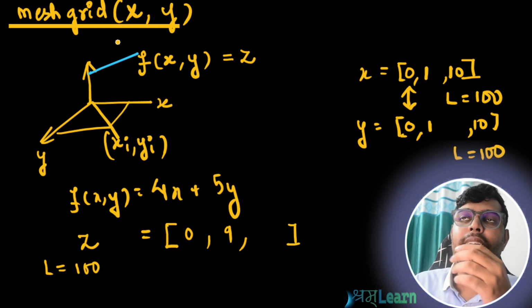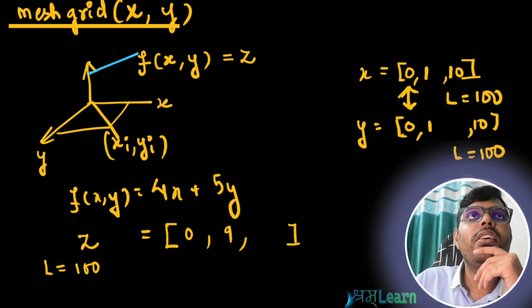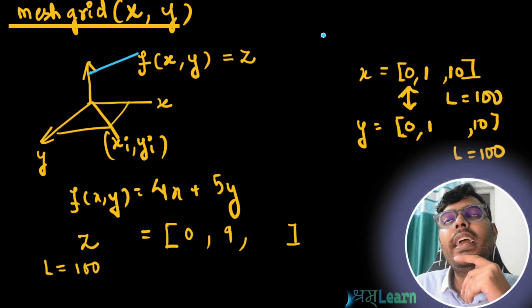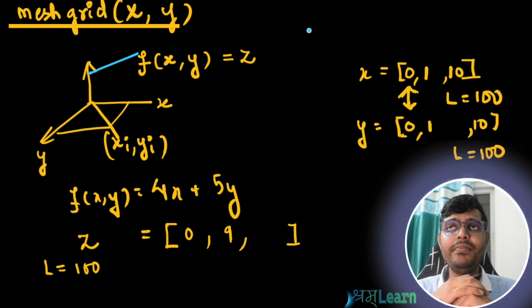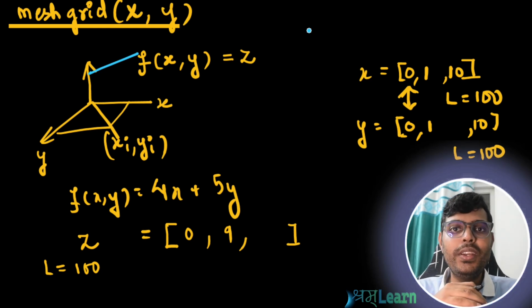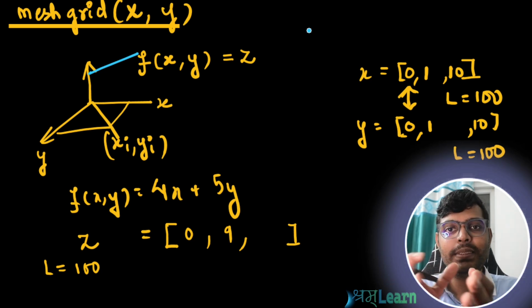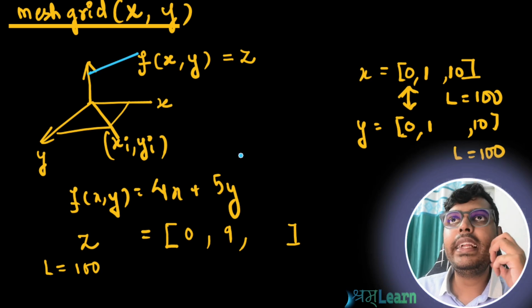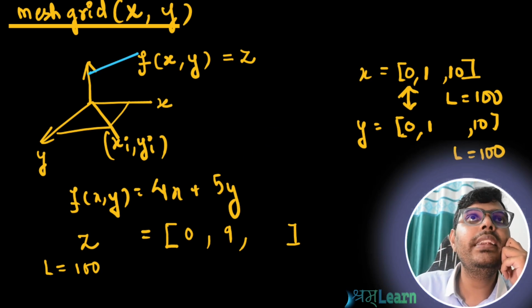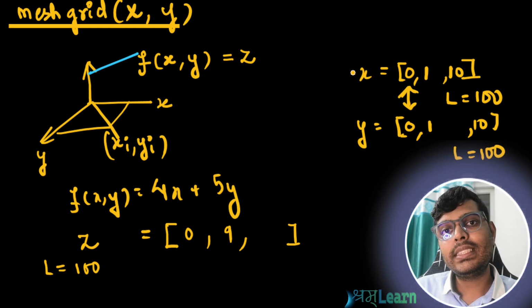The mistake is that we are taking only those ordered pairs of x comma y where x and y are equal. So we are limiting our choice. We need a technique by which we can consider all x and all y in a given region.